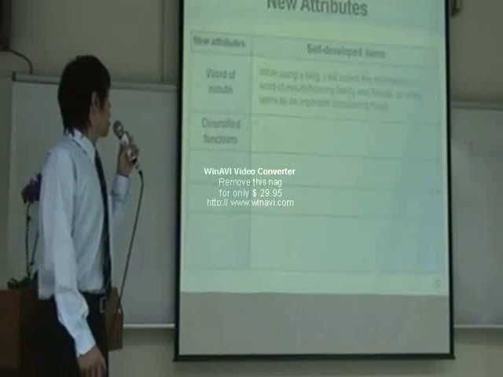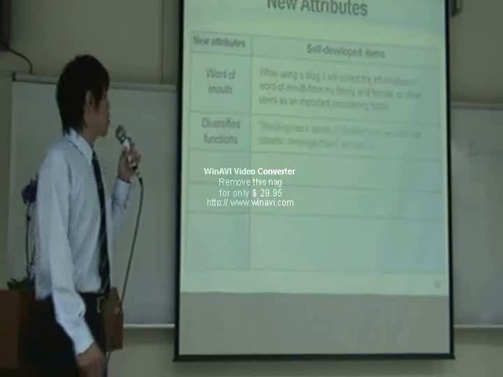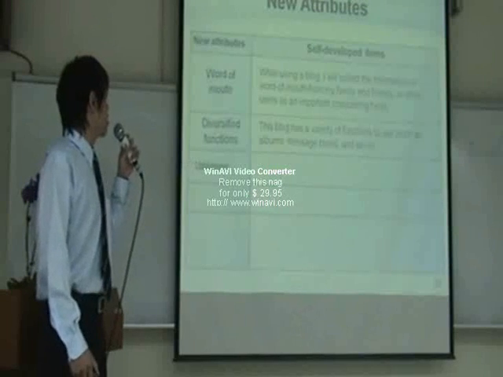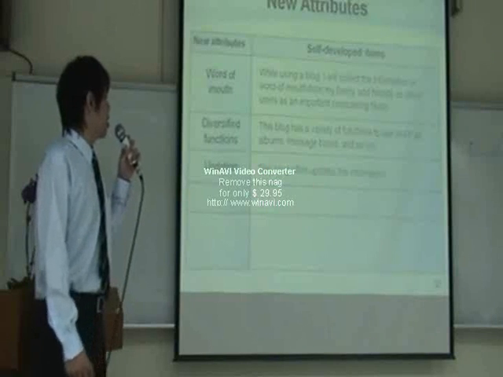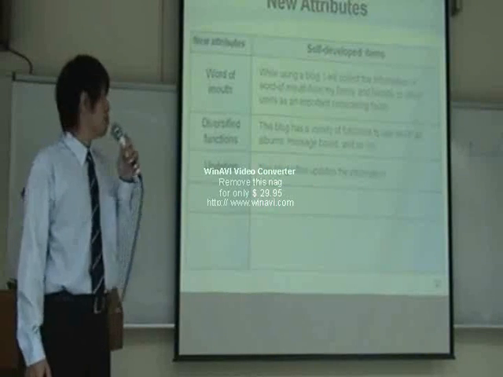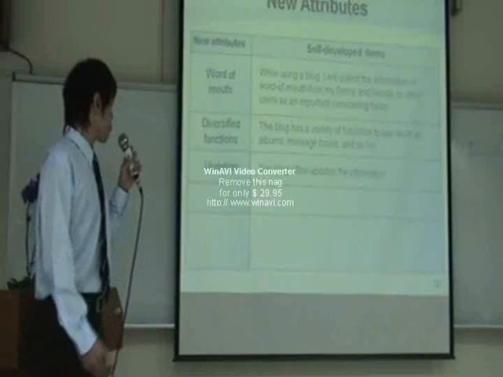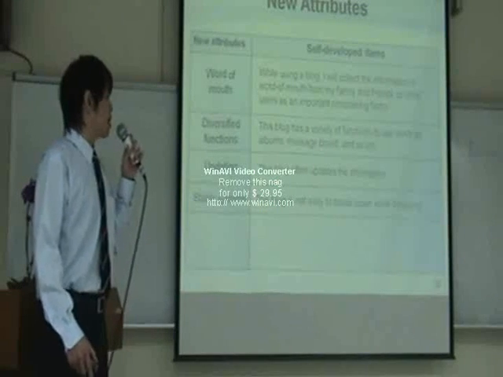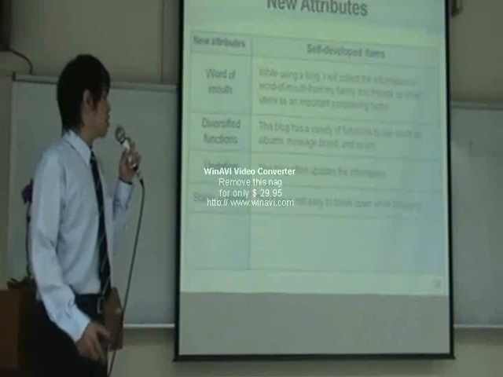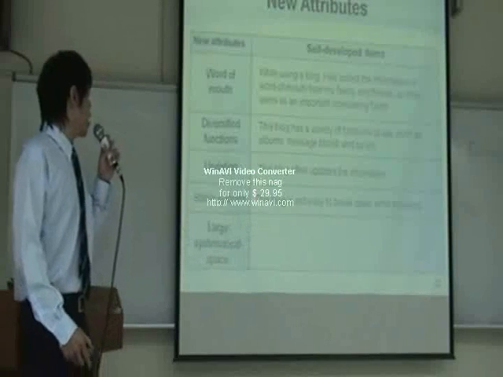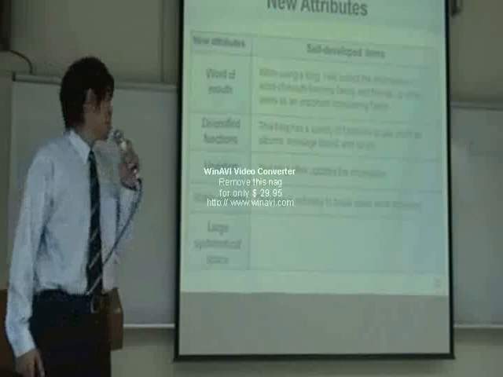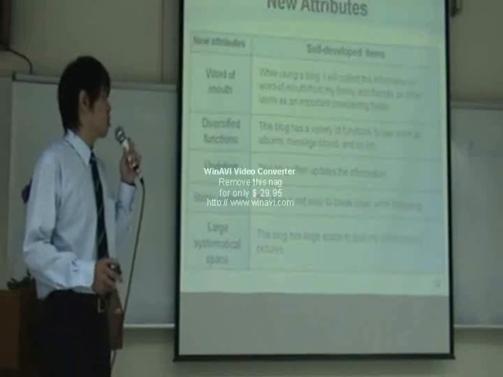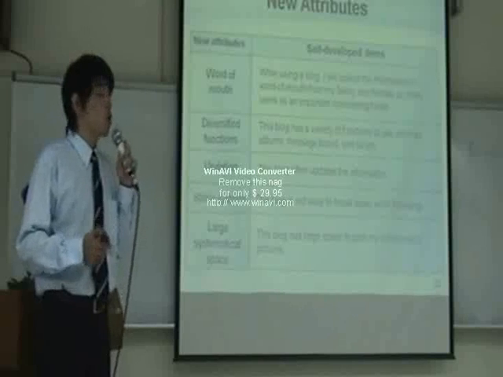The second one is diverse function. The item is, this blog has a variety of functions to use. The third one is updation. This blog often updates the information. Next is stable system. The item is, the blog is not easy to break down while browsing. The last one is large systematical space. The item is, this blog has a large space to post my comments and pictures.